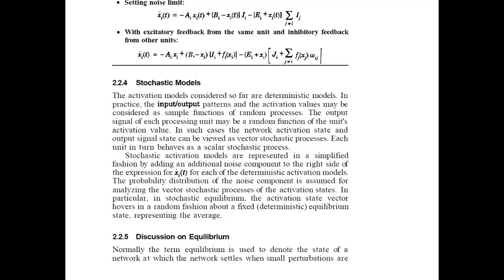These stochastic activation models are represented in a simplified fashion by adding an additional noise component to the right side of the expression x of I dot, that is the input, for each of the deterministic activation models. So here we are adding noise to the right side of the expression x of I dot of t for each of the deterministic activation models, that is the earlier ones, the additive and the shunting model. The probability distribution of the noise component is assumed for analyzing the vector stochastic process of the activation states. In particular, in stochastic equilibrium, the activation state vector hovers in a random fashion about a fixed equilibrium state representing the average.